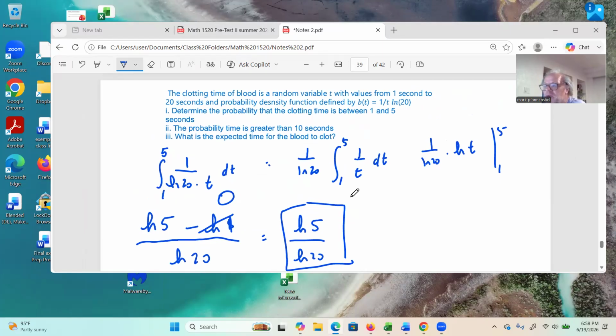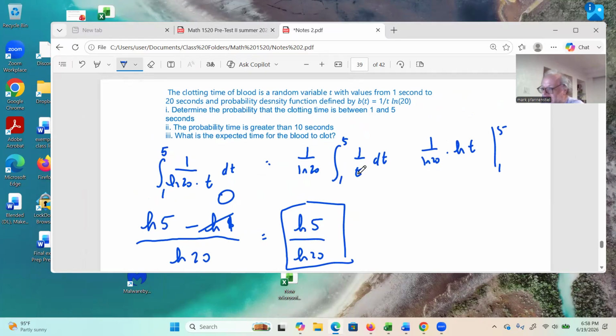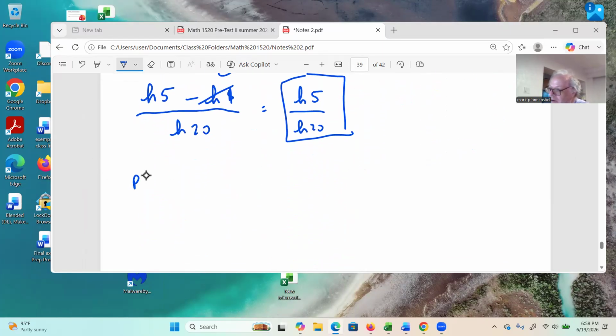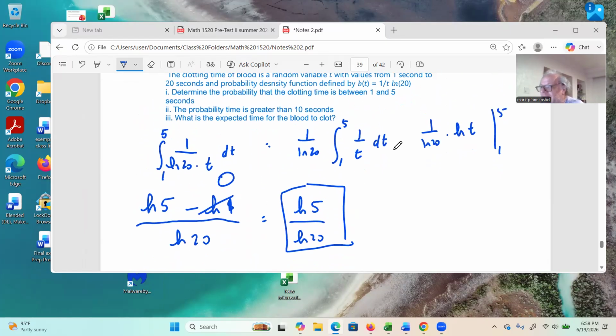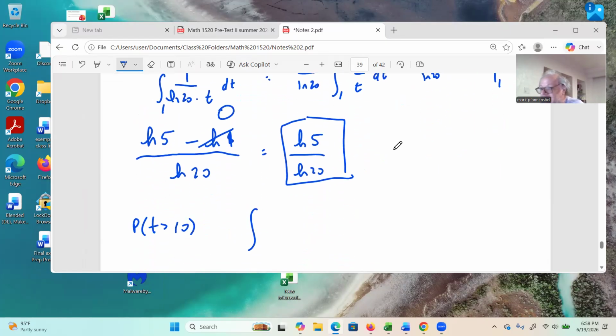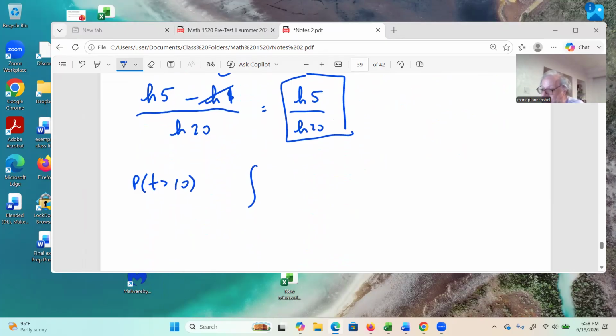Problem number 2, what is the probability that it is greater than 10 seconds? So we want to know the probability that t is greater than 10. Well, this probability function is only defined between 1 and 20. So we're going to go between 10 and 20. Otherwise, we would have to set up an improper integral. But since it says in the problem that it can't go above 20 seconds, it's only defined between 1 and 20. That's the maximum we can go.